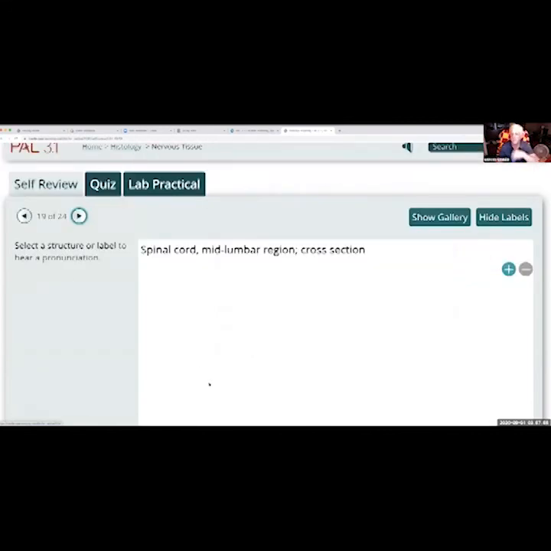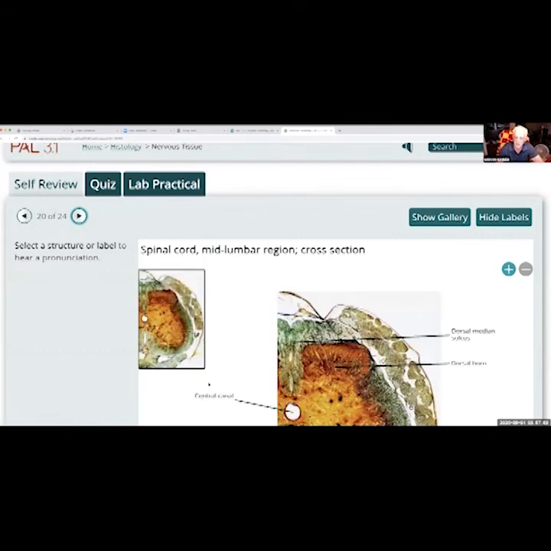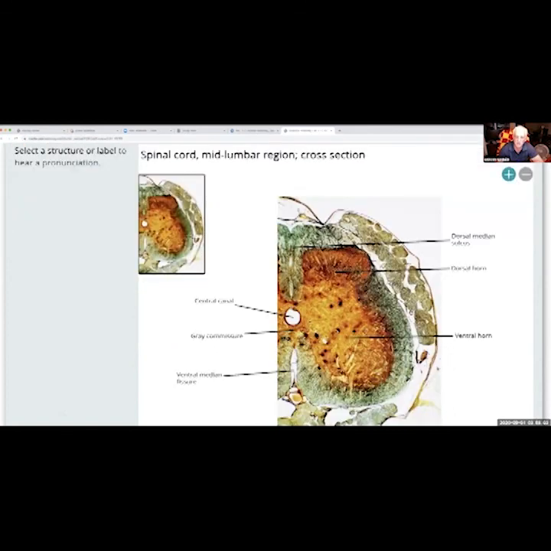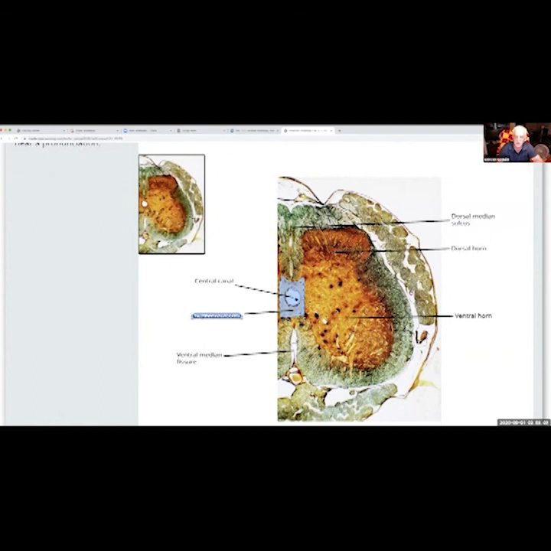All right. This is a different stain, so it looks a little different, but you can easily see the central canal. This is a cross section. I would expect you to be able to identify the central canal in cross section. It's in the center and it's hollow. The gray commissure surrounds the central canal. That's where your axons run. This is where your cell bodies are.